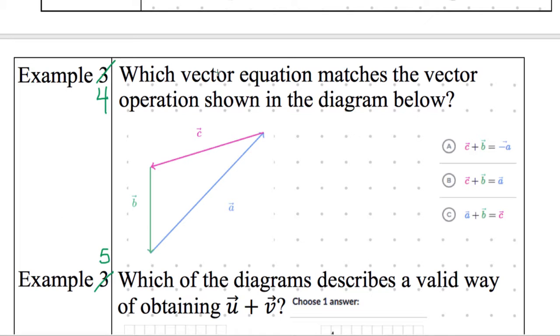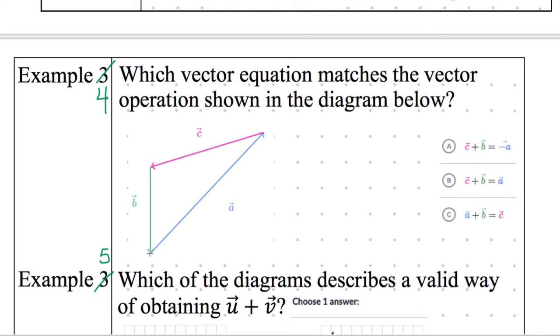All right, so which vector equation matches the vector operation shown in the diagram below? Okay, look for two vectors that are tail to tip. Ooh, there's not. Actually, all of them. So I could say A plus C is equal to, oh wait, that's not quite the case.